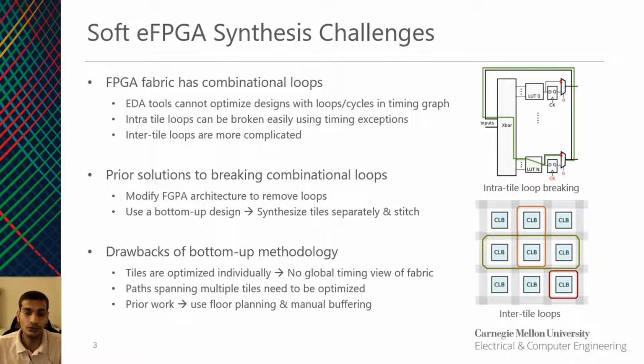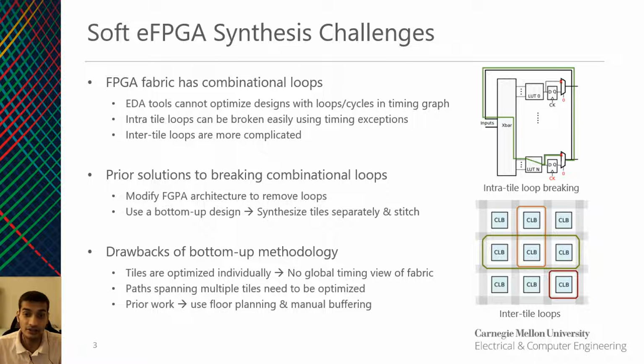Previously proposed solutions to overcome this problem fall into two categories. One solution is to modify the structure of the routing fabric to remove any combinational loop in the circuit. But this solution trades off interconnect flexibility for synthesizability. An alternate approach to avoid modifications to the fabric is to use a bottom-up design methodology. In this approach, the inter-tile loops are avoided by synthesizing each unique tile separately and then stitching all the tiles together to create the full FPGA fabric.